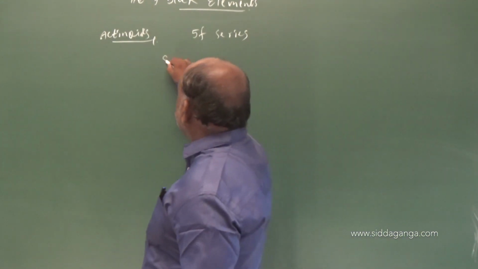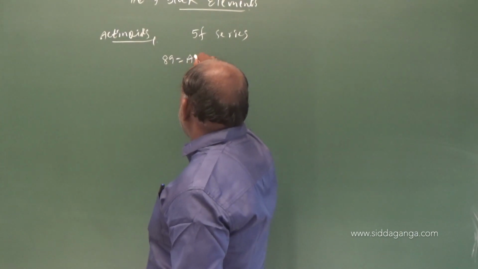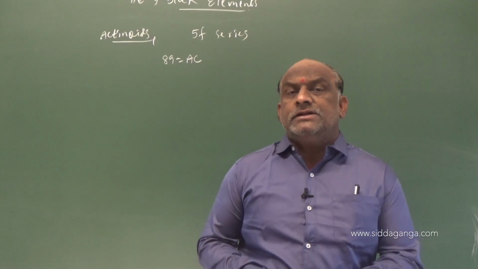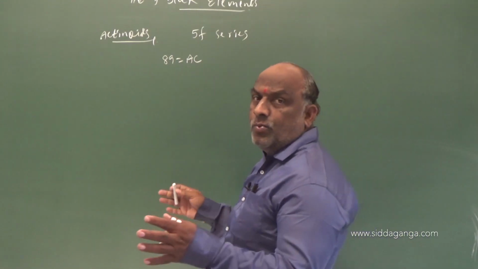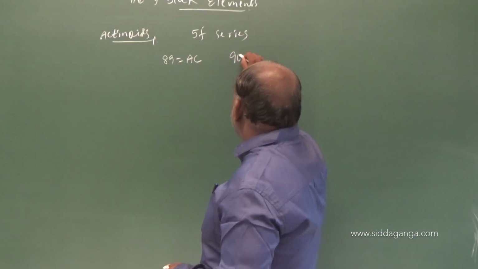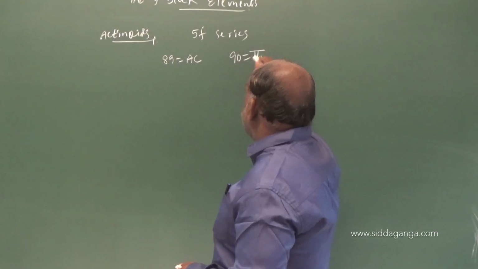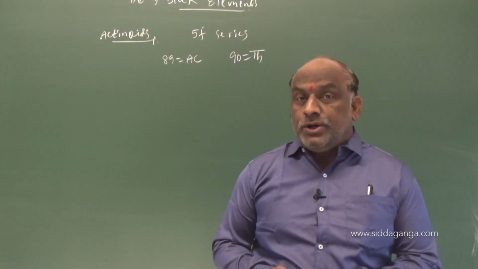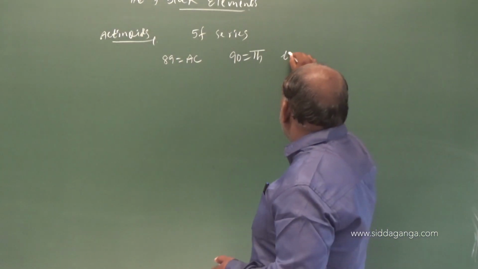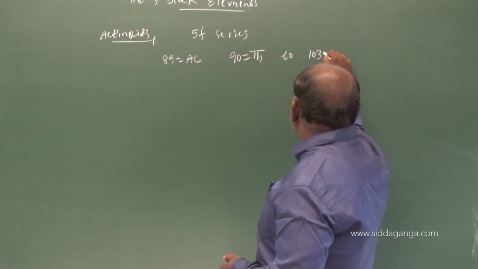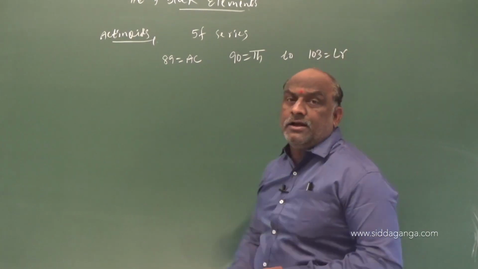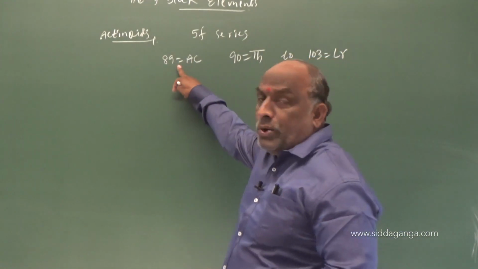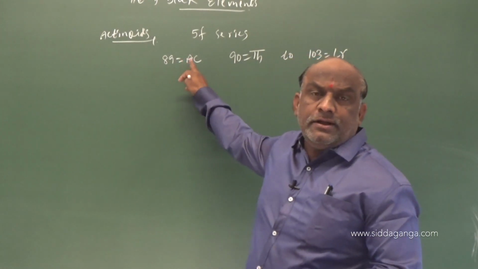Atomic number 89 is called actinium, followed by 90. What is 90? 90 is named thorium. 90 to 103. What is 103? Lr. Lr means lawrencium. Including 89, including actinium.